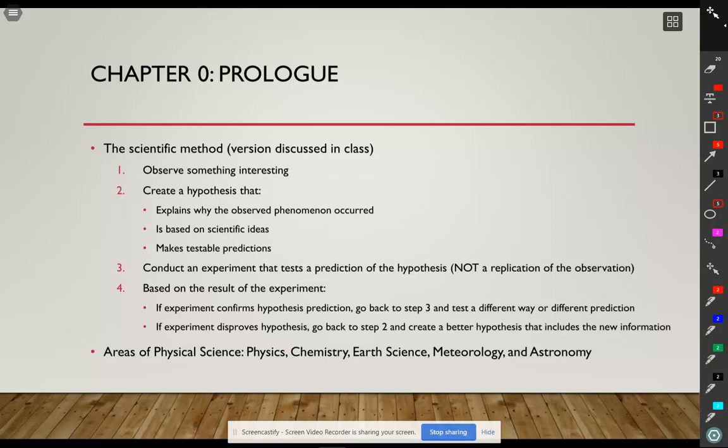And then your test has to be a test of a prediction the hypothesis made. And then for the last step, you say, if I get this outcome, then it matches my prediction, and I go back and retest differently. If I get this outcome, then it doesn't match my prediction, I have to go back and change the hypothesis. So you need to specify what the actual outcomes are that would cause those two.